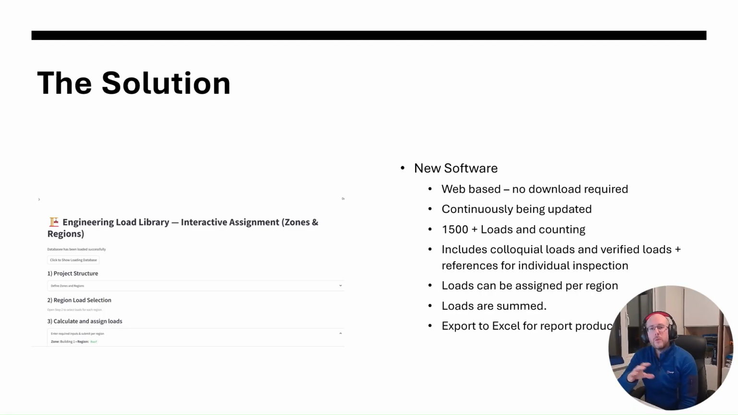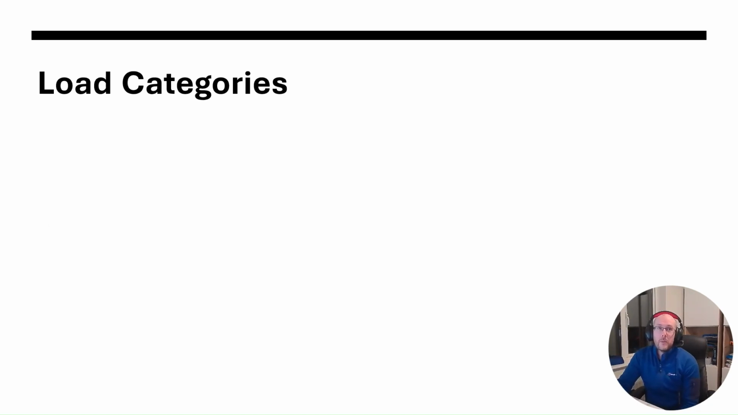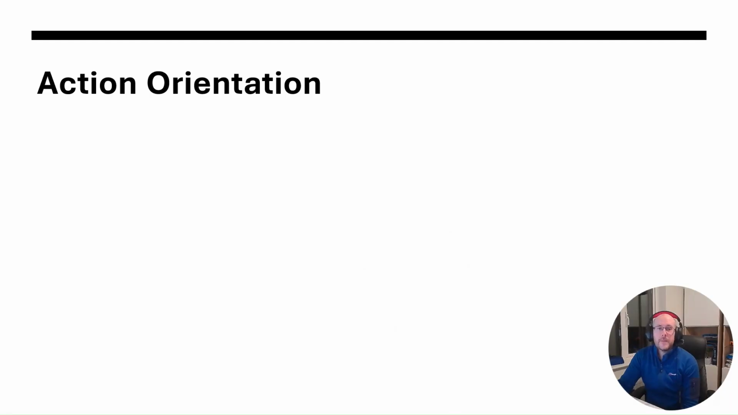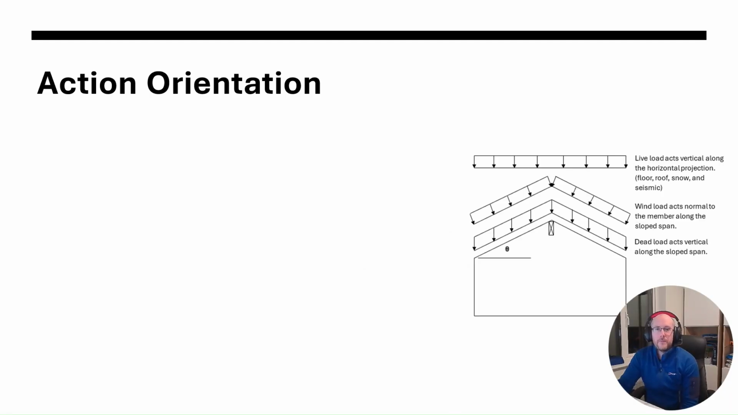So before we go into actually what the software does, it's important to understand a few of the basic principles behind the software. One of the main and important aspects of this software is load categories. If you were to look at the likes of the Eurocode, they split loads up into approximately 8 different types of load categories. So you have permanent, services, imposed, wind, snow, thermal, execution, and of course accidental load categories. Action orientation.